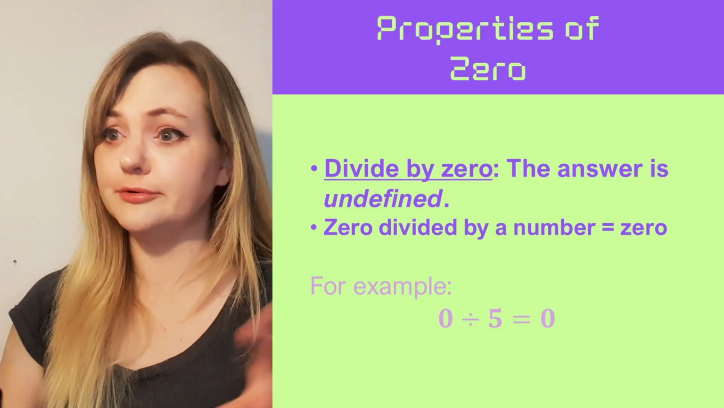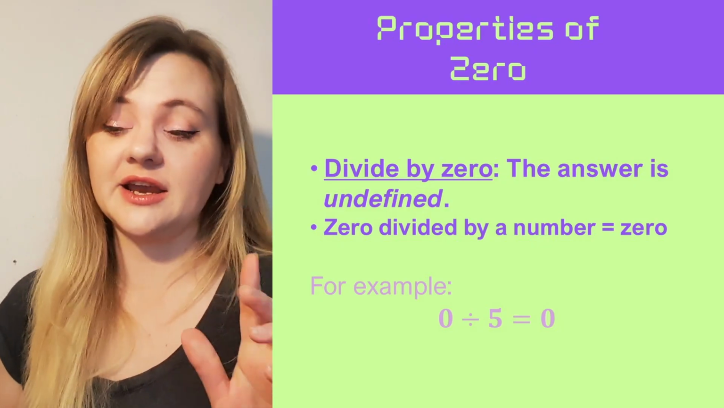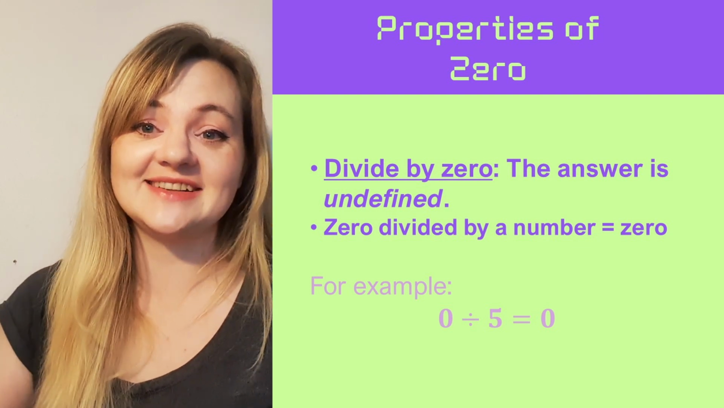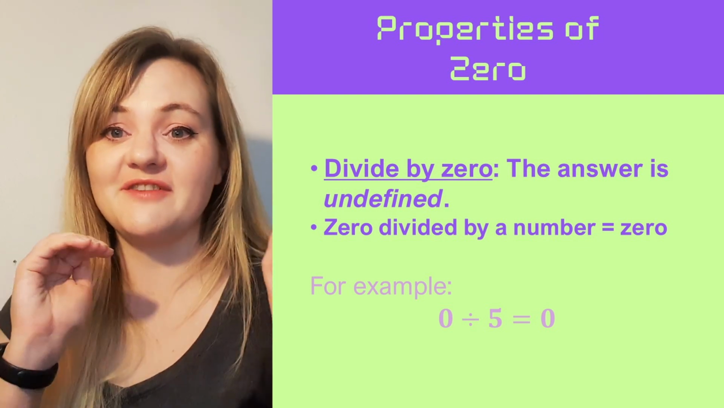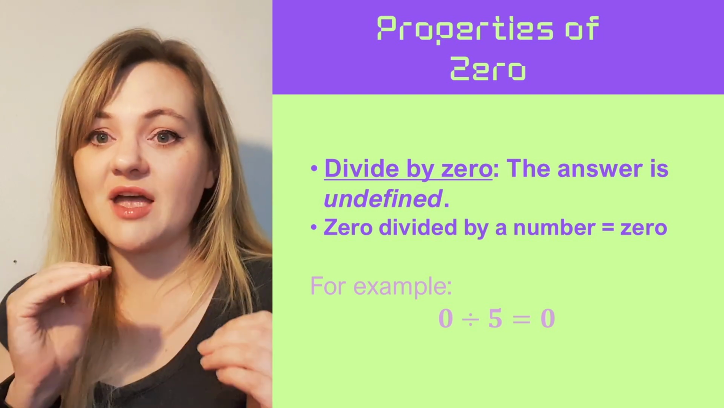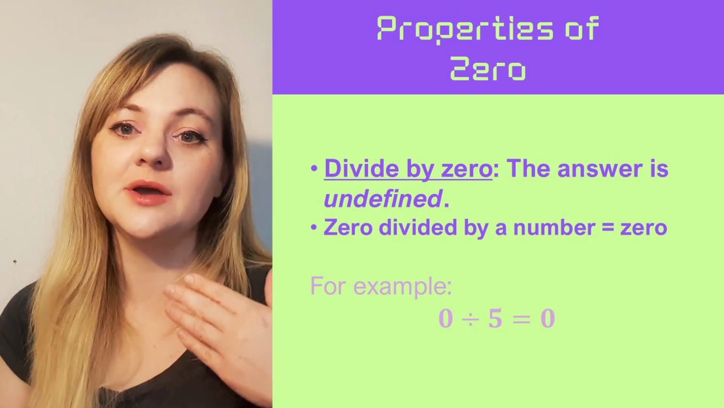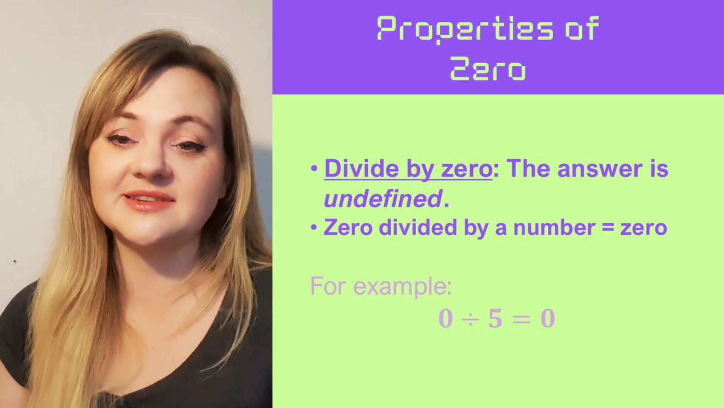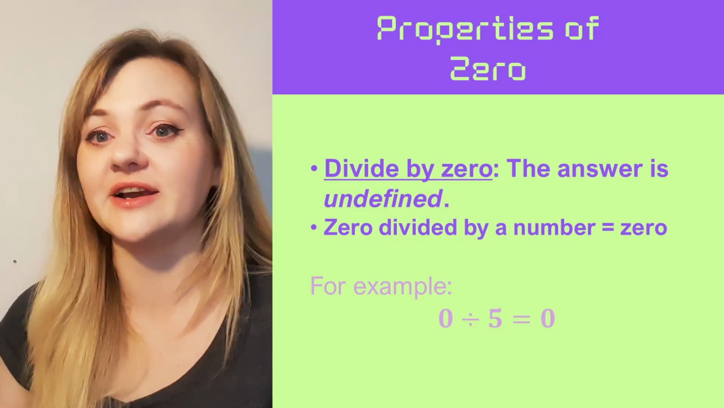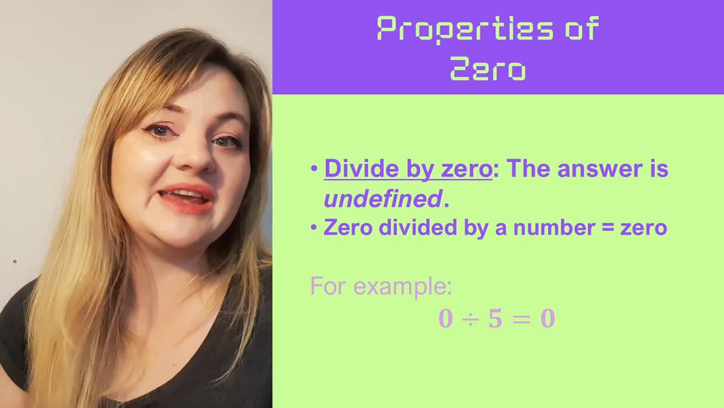It can pretty much be anything, and I'm not going to explain why that's the case now, but you can do some very, very complicated mathematical proofs to actually show that this is the case, that if you say 5 divided by 0, then it will be completely undefined. Then that answer could be anything.